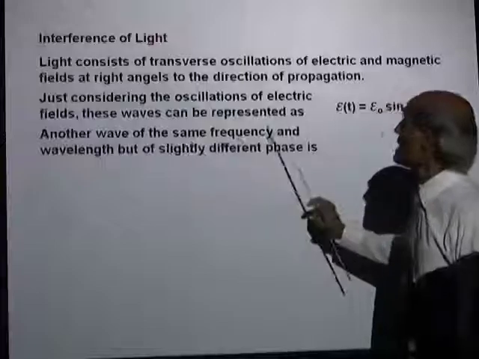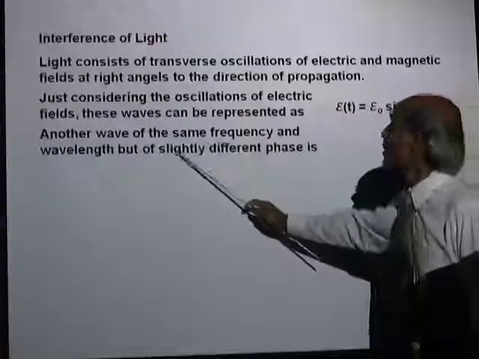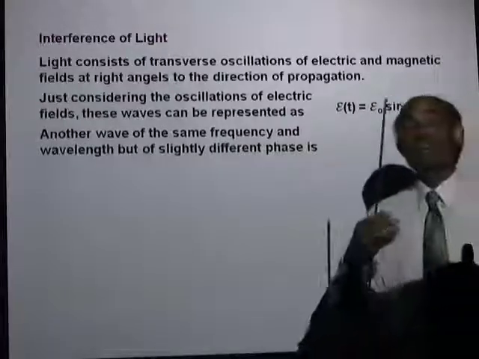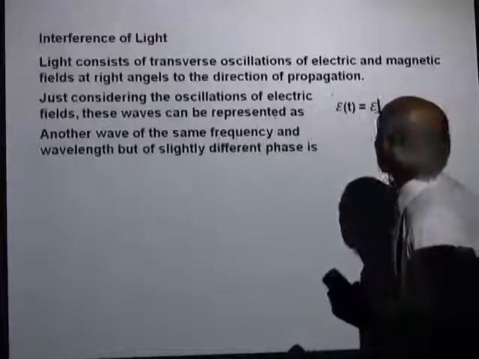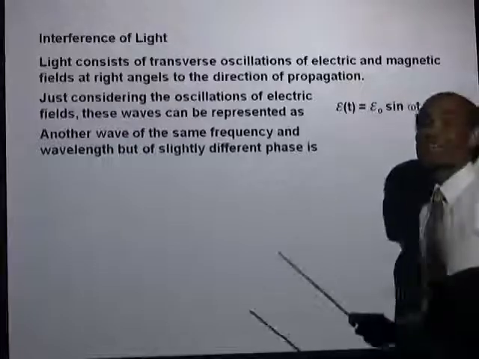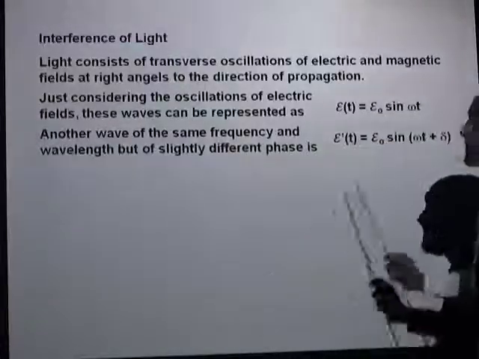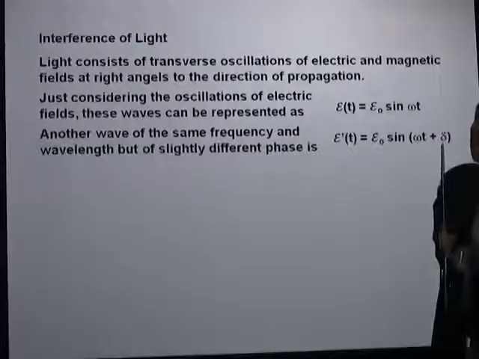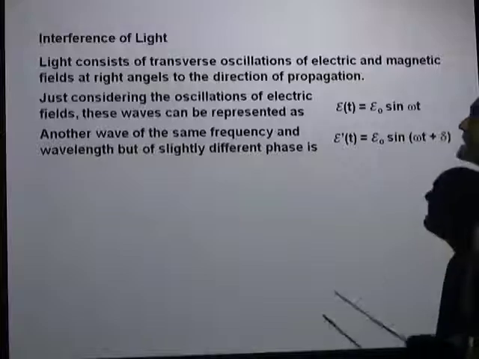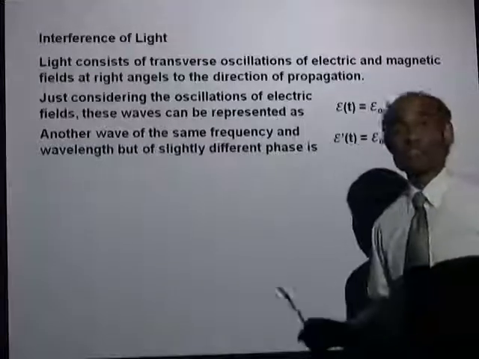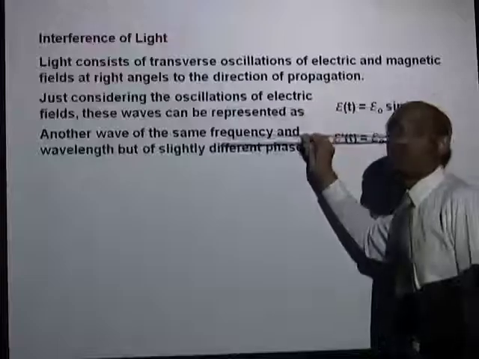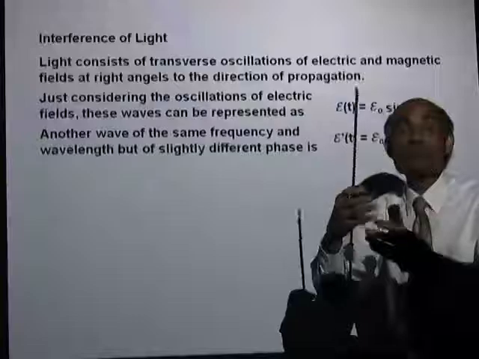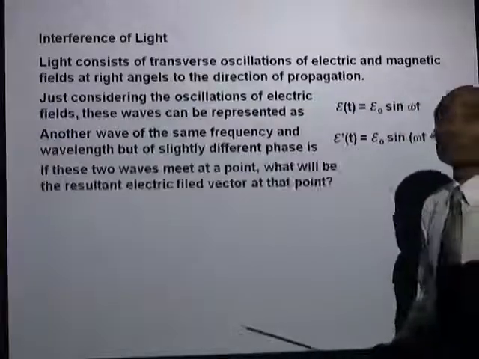Another wave of the same frequency and wavelength but slightly different phase, how will you represent that? Another wave of the same amplitude and frequency, but slightly different in phase. We can write it as E prime of t is E0 sine omega t plus delta, where delta is that phase difference.